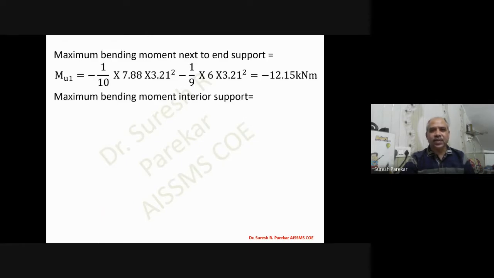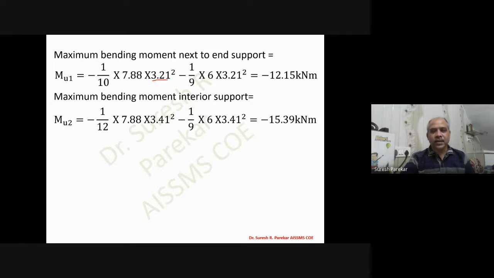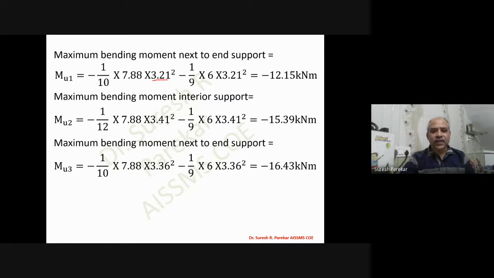Now the change you can see over here. We have to take the average value of the moment. As our load is the same, we are going to consider the average span. First we have 3.11, second we have 3.31, so the average will come 3.21 square. Similarly, for the next support, we have 3.31 and 3.51, so it will come 3.41 as the average. And in the third, we have 3.51 and 3.21, and the average is 3.36 square. So we have these values, and we have the maximum bending moment 16.43 kilonewton meter.